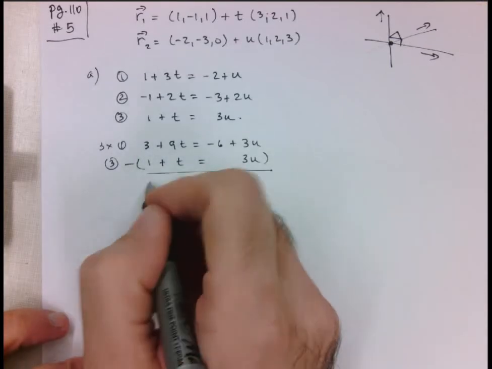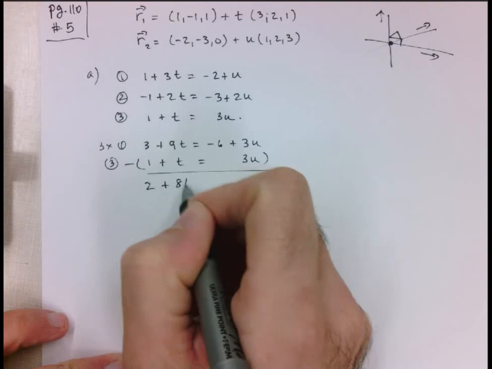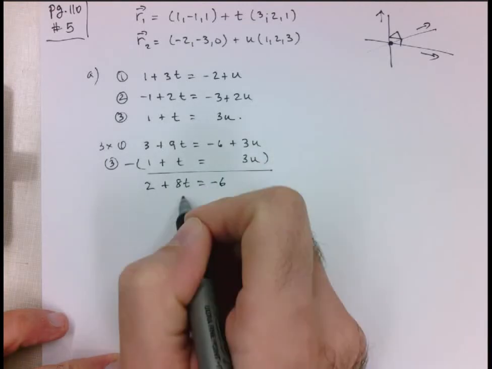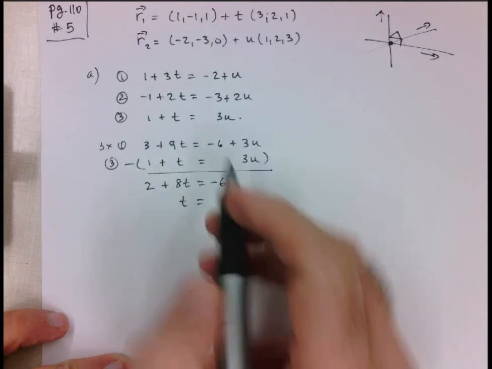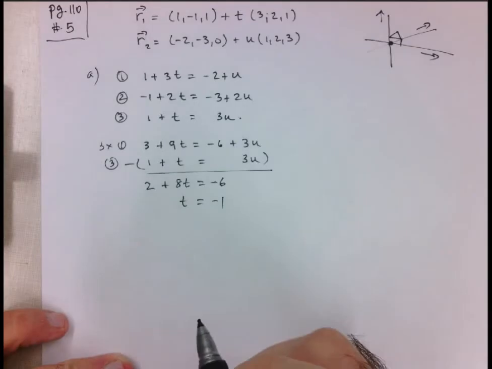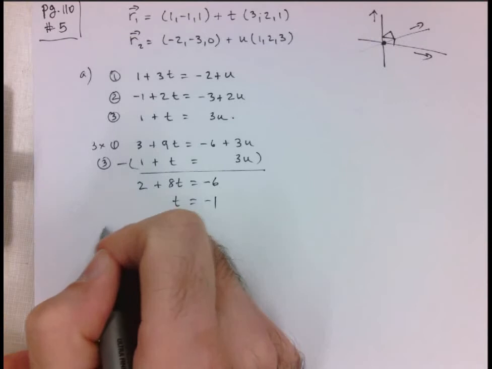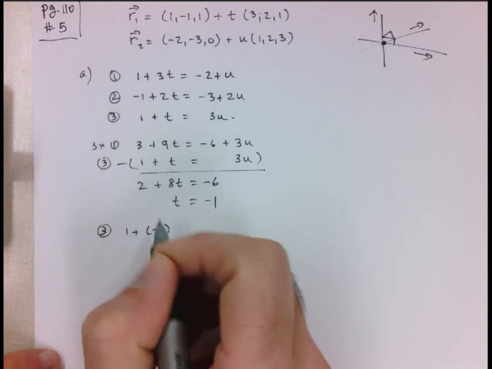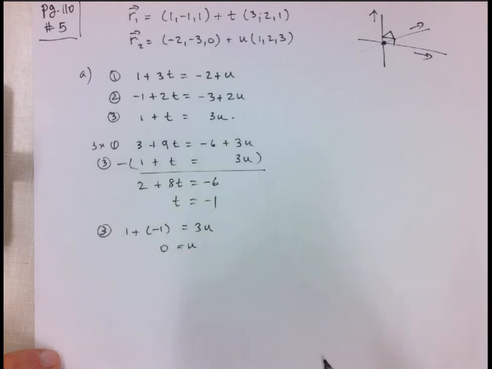So 3 minus 1 is 2. 9t minus t, so plus 8t, is equal to, those disappear, so I'm left with negative 6. Here if I take the 2 to the other side, I'm left with negative 8 divided by 8, which is negative 1. So I know that t is equal to negative 1 to solve 1 and 3. Let's find u. I'll take equation 3 here: 1 plus negative 1 is equal to 3u, and since that's 0, u has to be equal to 0.